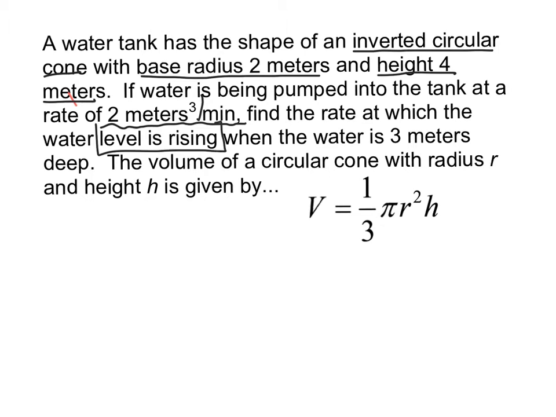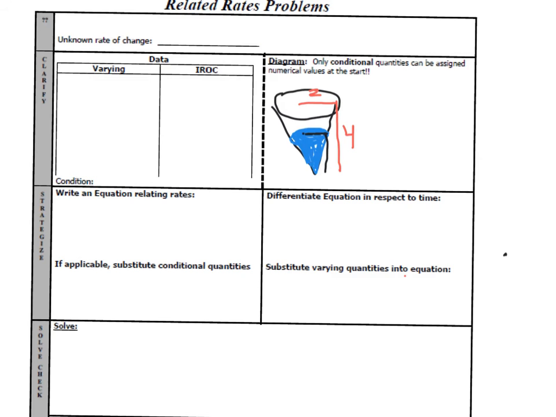So this is my unknown. When, here's a condition, the water is 3 meters deep. So the height is 3. Now they do give you the volume formula for your cone that you will be using, which is always helpful. So I'm going to go ahead and start filling in the protocol. You can see I have my diagram already drawn, my inverted cone, and I know that the radius is 2 when the height is 4.